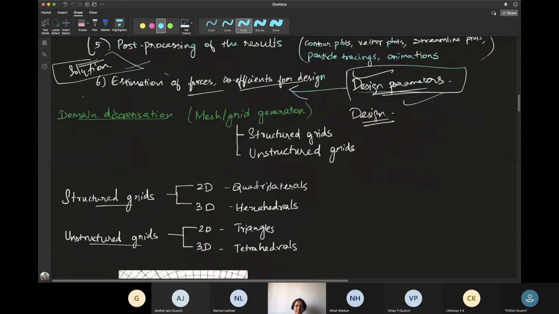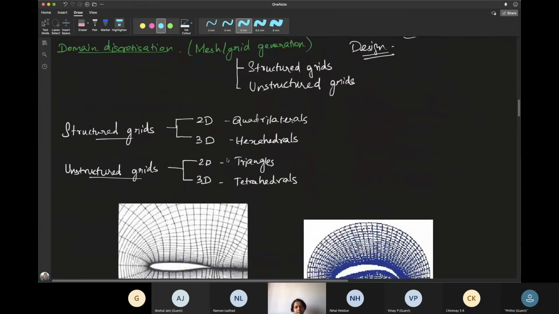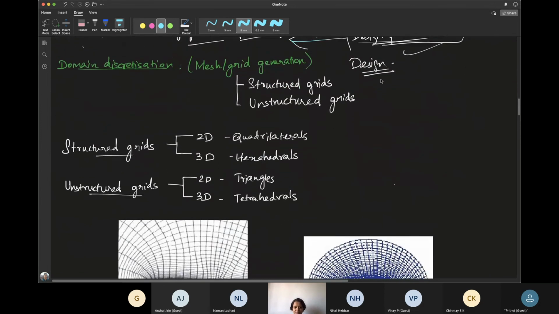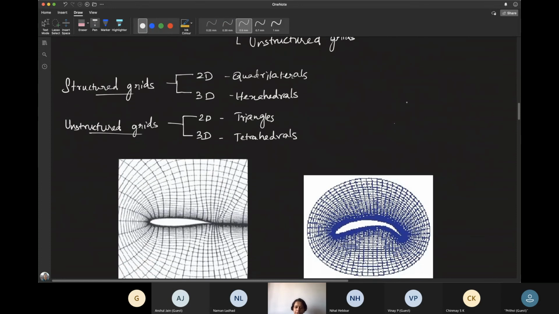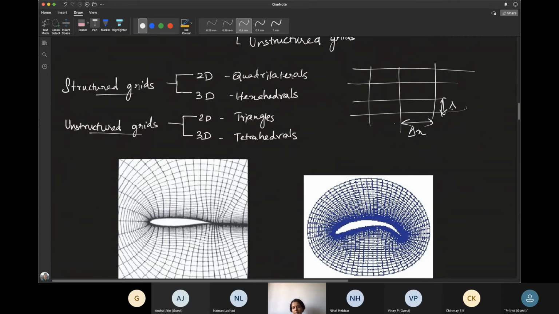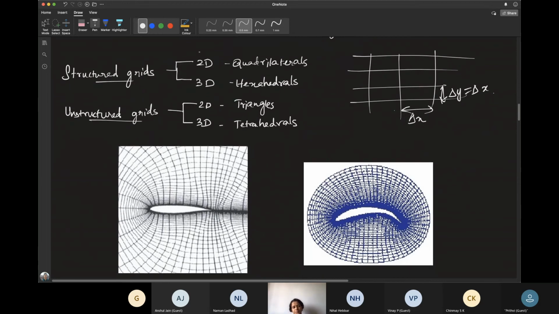So now on to domain discretization. First is grid generation. We have different types of grids known as structured and unstructured grids. Structured grids are something like, we can have uniform grids, that is here we have some delta x and some delta y. Or else you can have delta y equals delta x as well. This is a uniform grid. If you have a different delta y, then it's a structured grid.